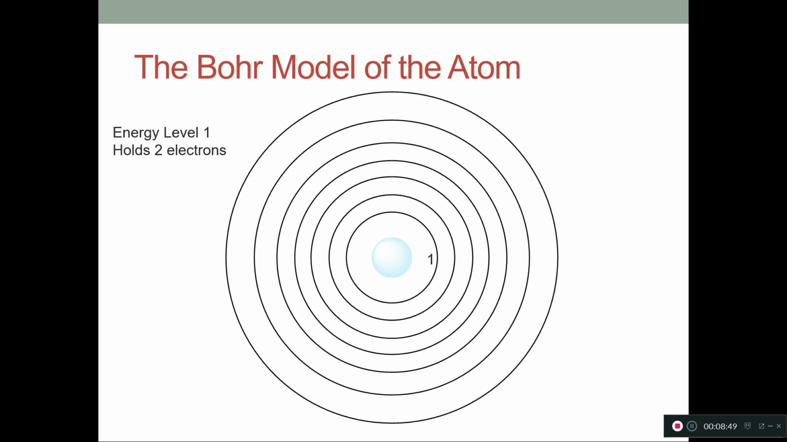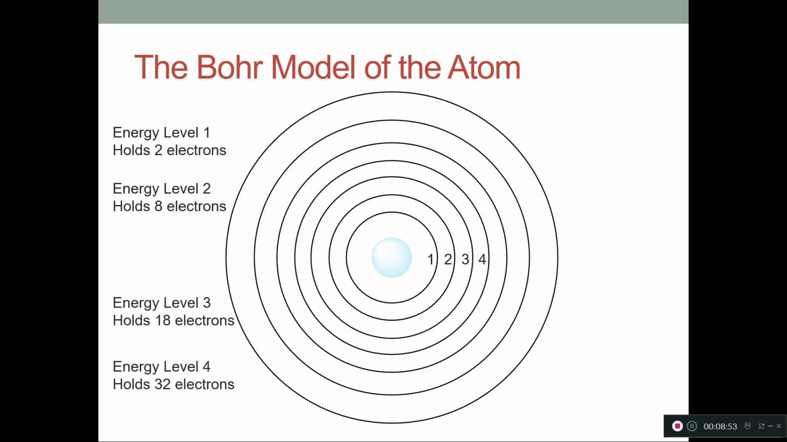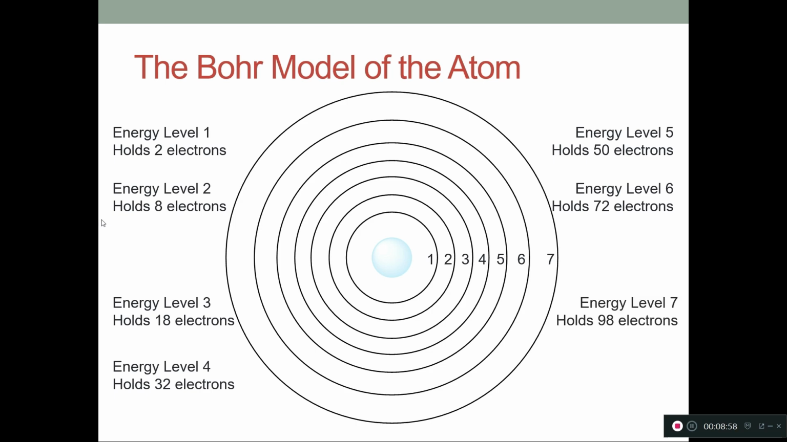So energy level 1 can hold 2 electrons, energy level 2, 8, energy level 3, 18, energy level 4, 32, 5 is 50, 6 is 72, and 7 is 98 electrons. And so, like I said, we have these discrete orbits, which means that you cannot have an electron orbiting somewhere between these two energy levels.